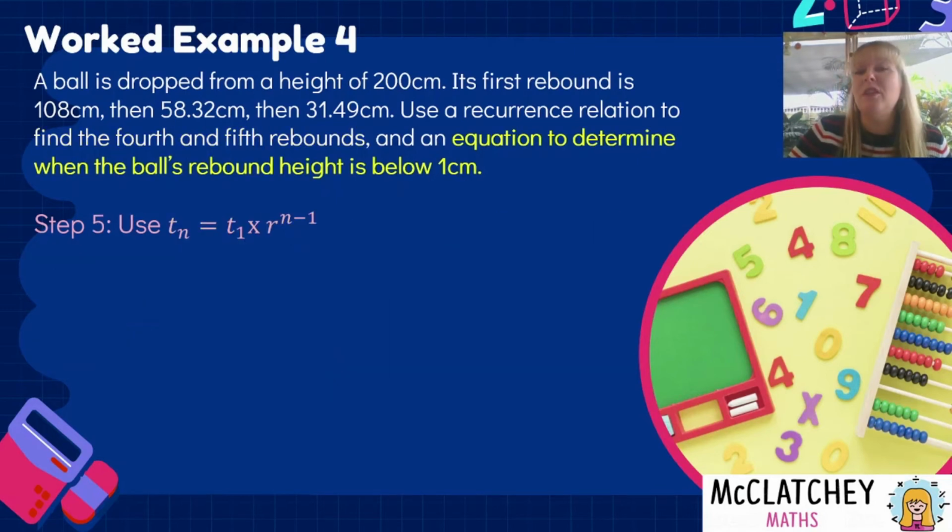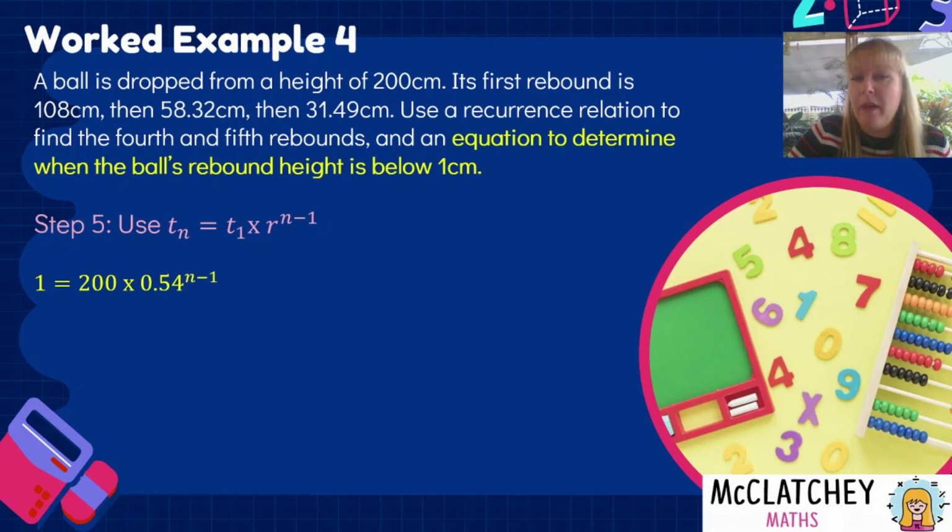Now we need to use an equation. So we're now jumping away from our recurrence relation. We're going to use our general rule to find when the ball's rebound height is below 1 centimeter. Now to do this, I'm going to have to substitute some information into the equation first. So I know that the height I'm looking for, my last term, is going to be 1 or below 1. And I know I'm going to start with my first term, 200.